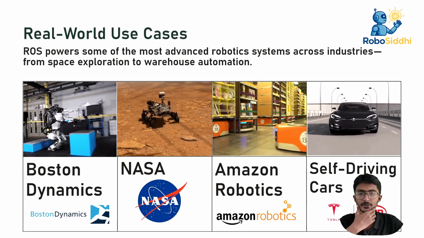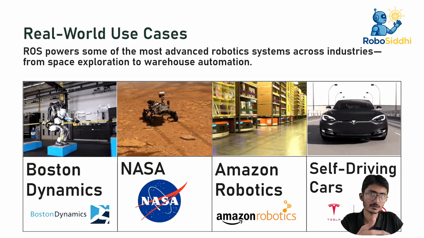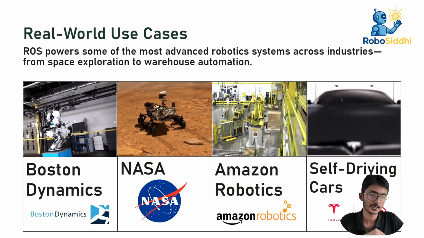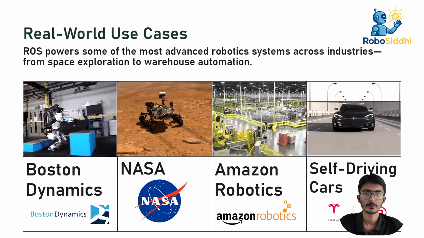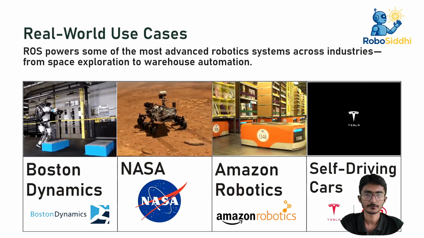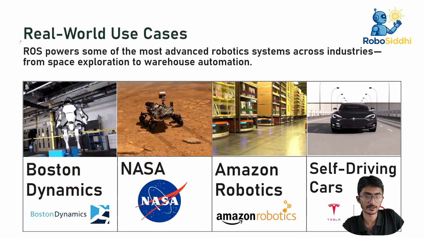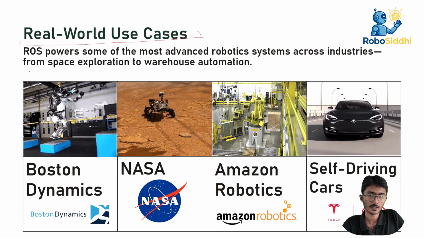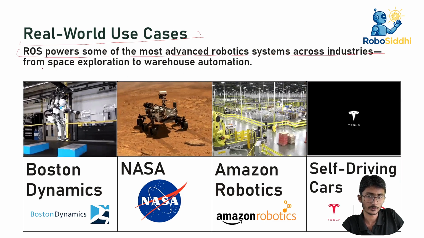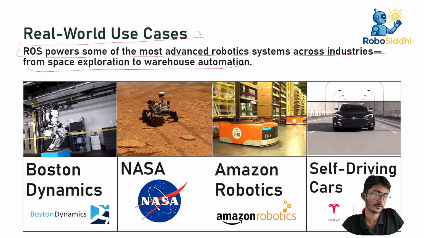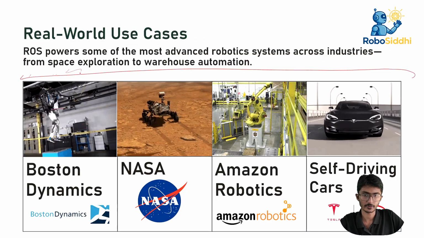So let's see some real world use cases. Now the class is going to be more interesting because we are moving towards the fundamentals, and we are going in a more technical way now. ROS powers some of the most advanced robotic systems across industries, from space exploration to warehouse automation. So let's talk about the real world use cases where we use ROS.